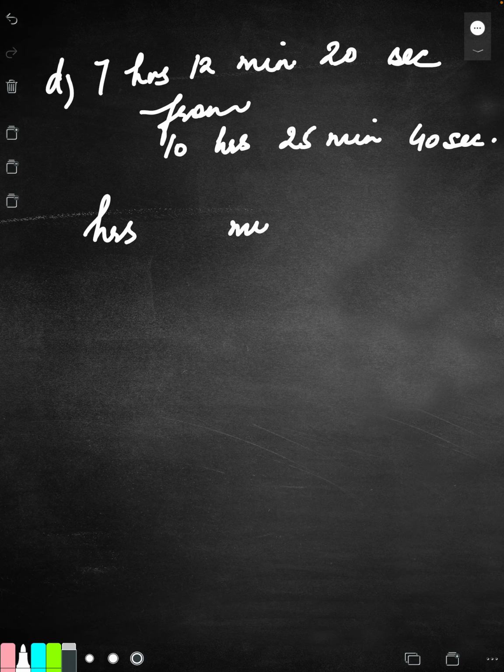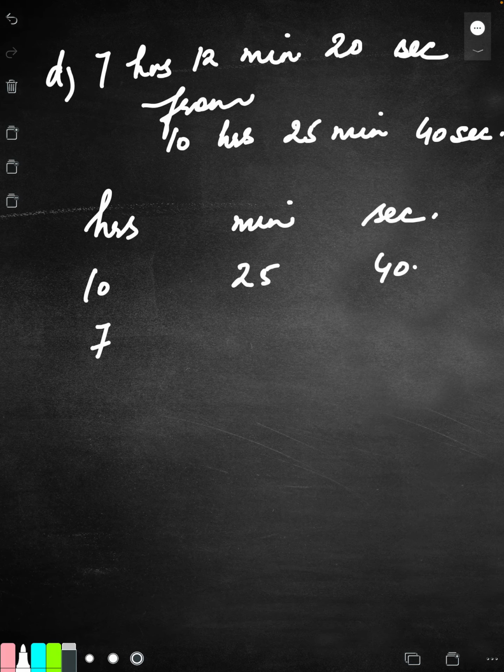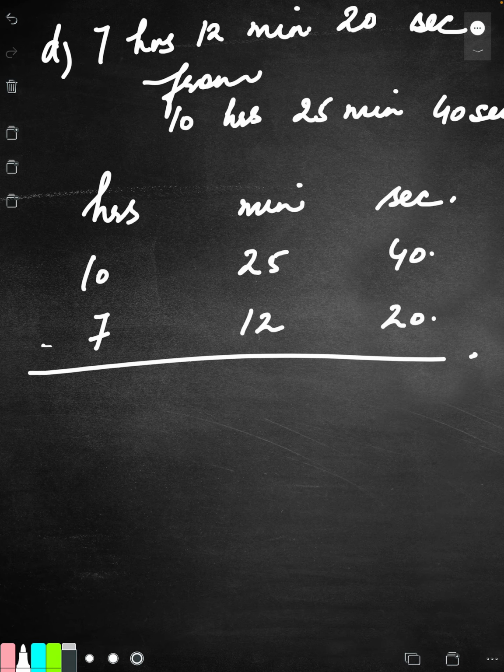Right. The last question, I'm doing it for you. I'm not leaving it as a self-attempt. It is 7 hours, 12 minutes, 20 seconds from 10 hours, 25 minutes, 40 seconds. Hours, minutes, seconds. 10 is bigger, 25, 40 are along with it. Whether they are bigger or small, it hardly makes a difference. 7, 12, 20. I have to subtract. In this case, children, 40 is bigger than 20, 25 is bigger than 12, and 10 is bigger than 7. No borrowing. So direct subtraction.